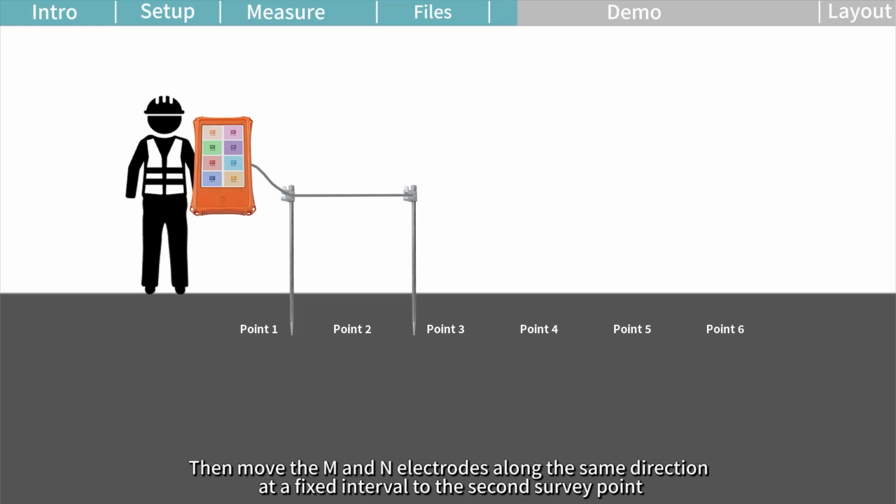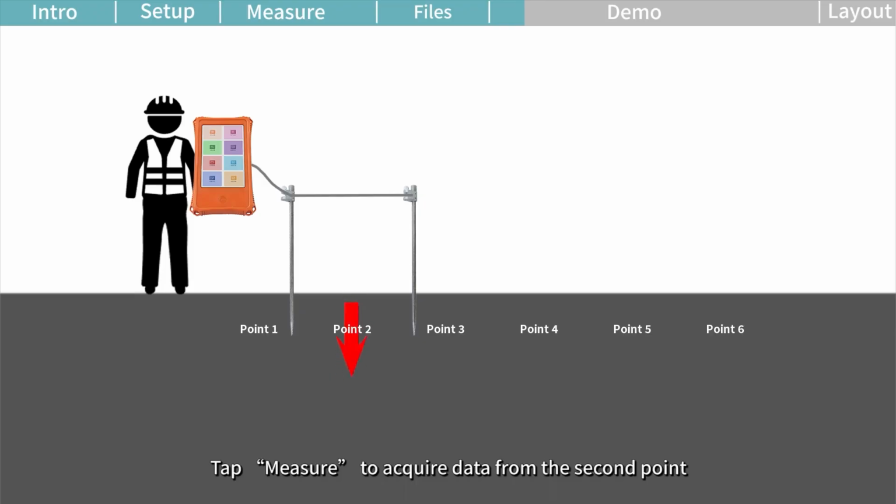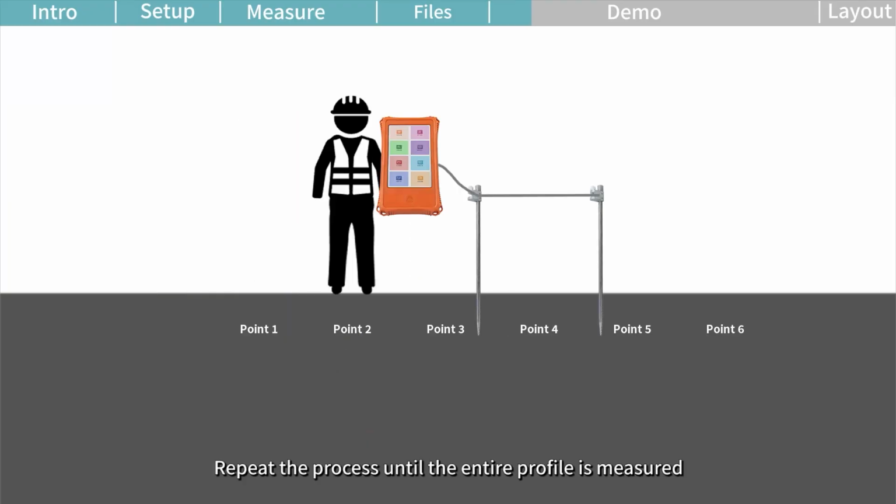Then move the M&N electrodes along the same direction at a fixed interval to the second survey point. Tap Measure to acquire data from the second point. Repeat the process until the entire profile is measured.